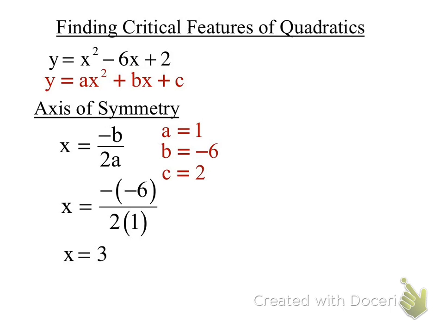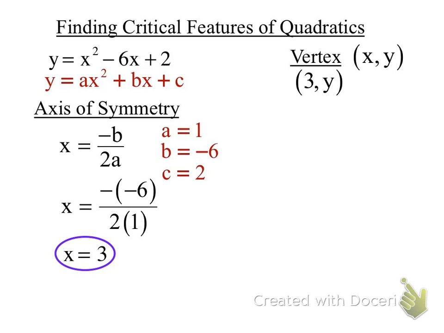So now, we said that x is equal to 3. It's the axis of symmetry. It's also the x where? In the vertex. It's also the x in the vertex. So, I'm going to use that. I know that my 3, the axis of symmetry, is the same thing as the x in the vertex.